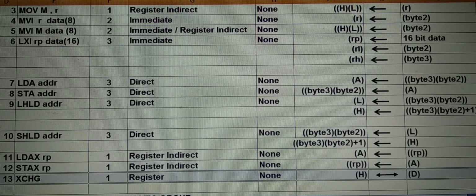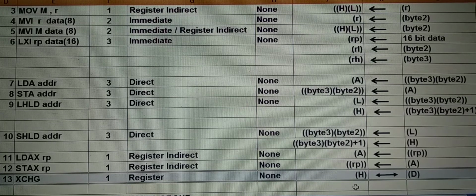And XCHG, the content of H is transferred to D and the content of D is transferred to H. Similarly, L is transferred to E and E is transferred to L. All these are about the data transfer group instructions.